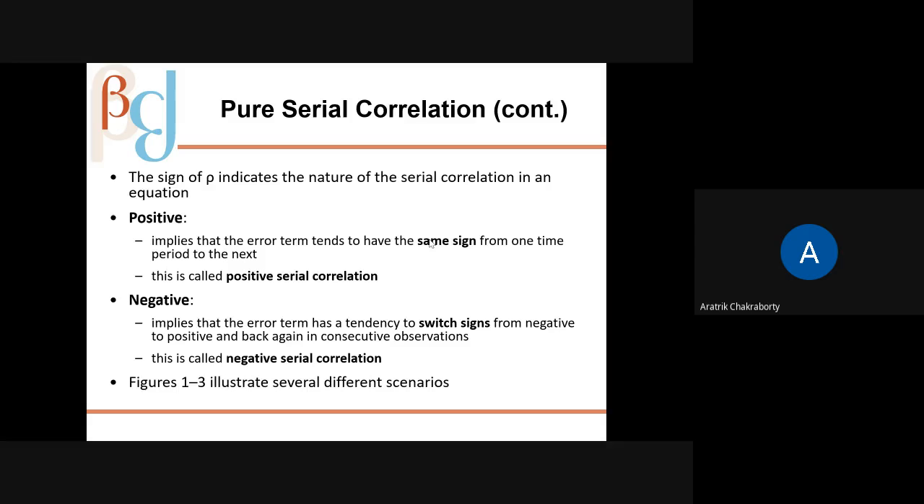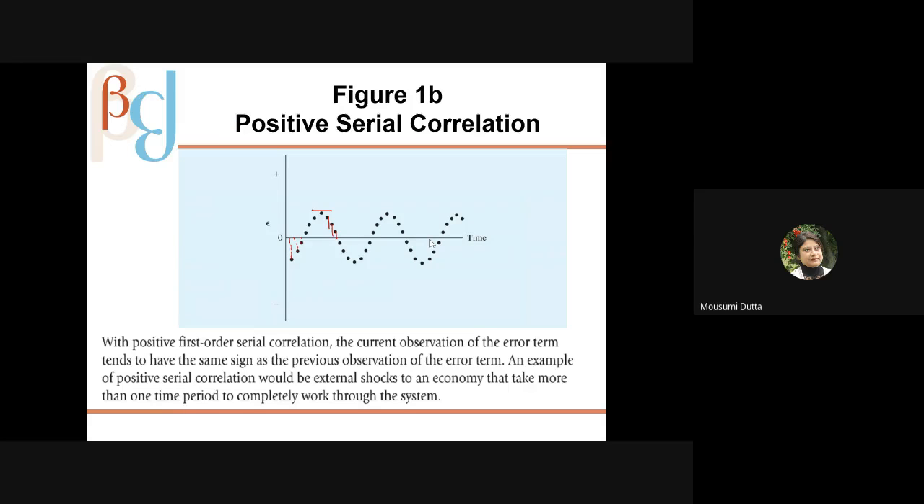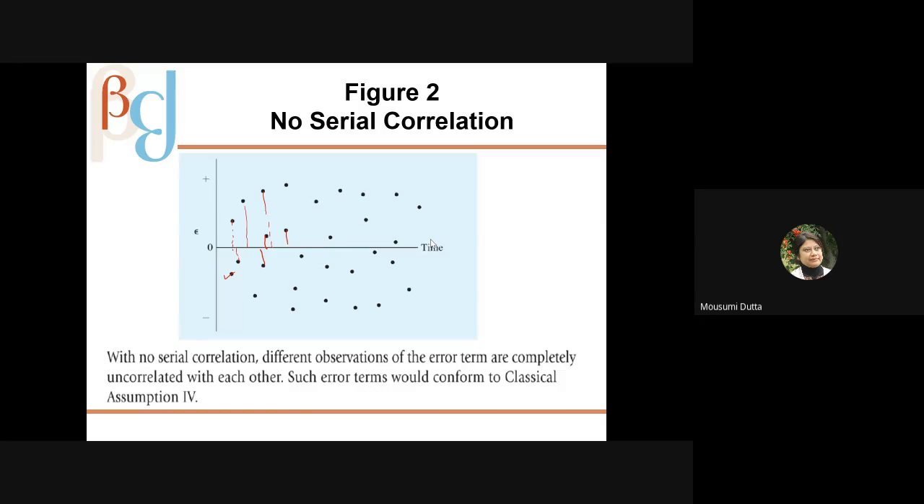Could you re-explain no serial correlation? When you cannot understand any pattern, simply random things, you are not understanding. Period-wise analysis is not possible. Okay? Okay, ma'am.